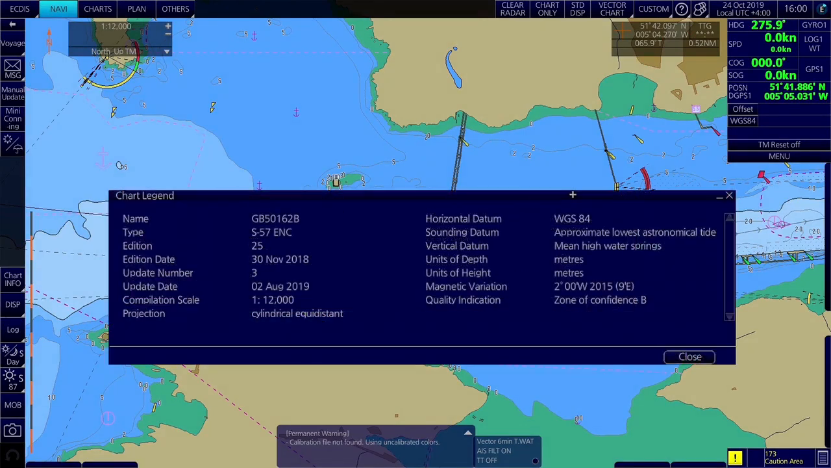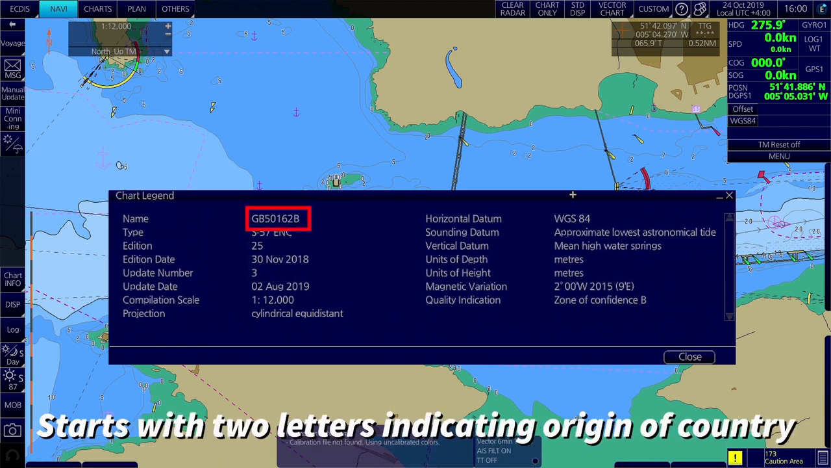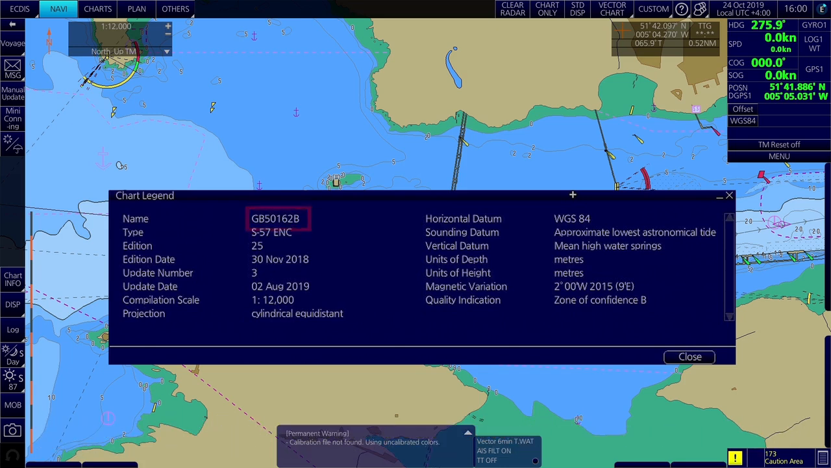The chart cell name can be used to identify the producer of the chart. Officially issued ENCs begin with a two-letter code of the chart producer. As an example, GB shows you that this chart cell is produced by the United Kingdom Hydrographic Office.